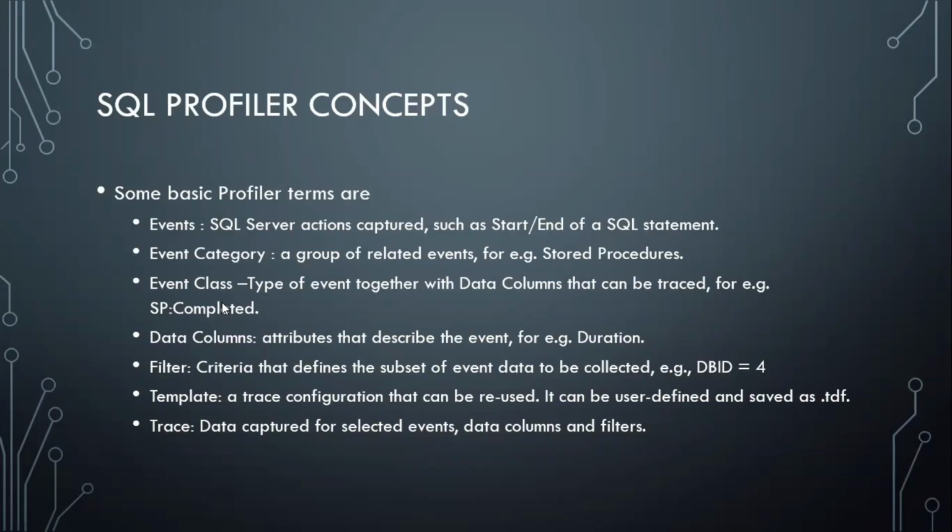So here I'm going to start a normal trace. I'm going to choose standard defaults and I'm going to run it. You can see that there are multiple data columns coming up with my trace and I haven't selected anything. I've just created a normal trace with a default template. So there are certain columns selected by default.